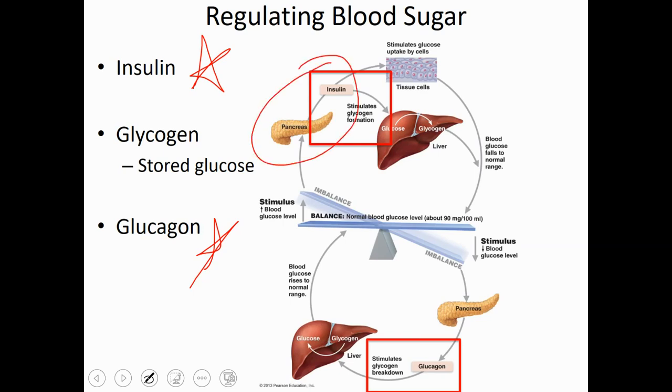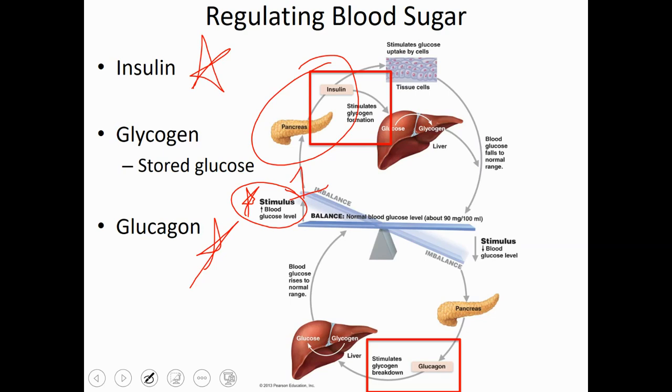So if we look right here, okay, now when we consume food, our blood sugar goes up. Okay, so let's start here. This will be step 1. You consume food, that food gets broken down, and those sugars get absorbed into our bloodstream. So our blood sugar goes up. We don't want to be hyperglycemic.